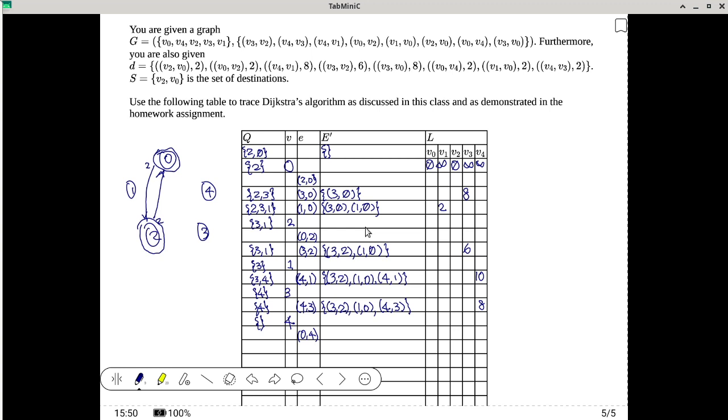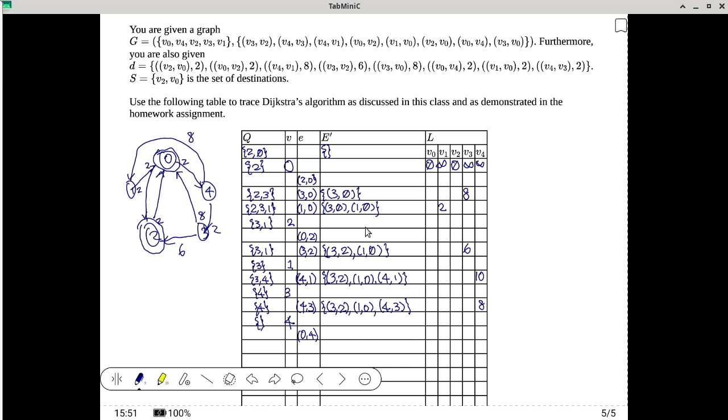V4 to V1 has a distance of 8. V3 to V2 has a distance of 6. 3 to 0 has a distance of 8. 0 to 4 has a distance of 2. And then 1 to 0 has a distance of 2 as well. And then 4 to 3 has a distance of 2.